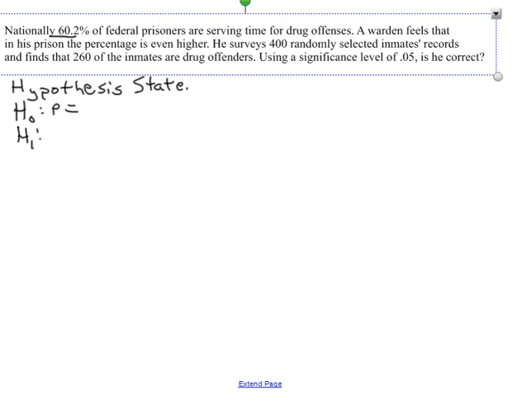They're stating that 60.2% or 0.602 are serving time for drug offenses. The alternative hypothesis, the warden feels his is even higher. So P greater than 0.602. And we're wanting to know, is he correct? So we are testing that as our claim. So from this, we've got a one-tailed test.